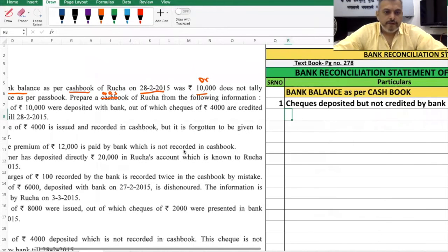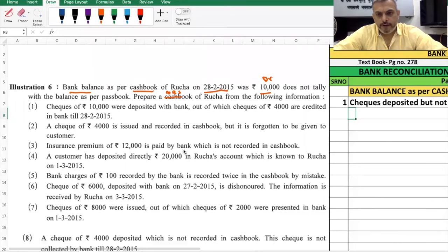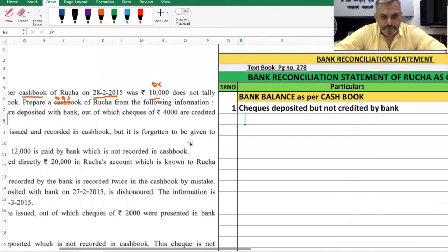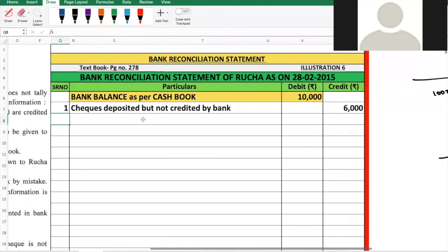Second, check of 4,000 is issued and recorded in cash book. So we have recorded check of 4,000 in cash book but forgotten to be given to customer. So it means it is recorded in cash book but not recorded in passbook. Which side it will come? Debit side. Very good.